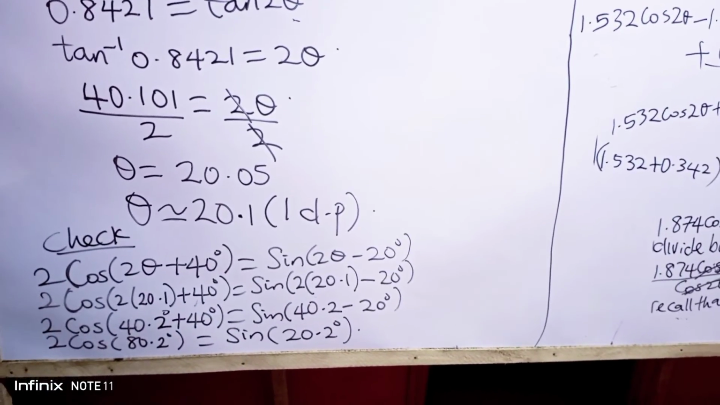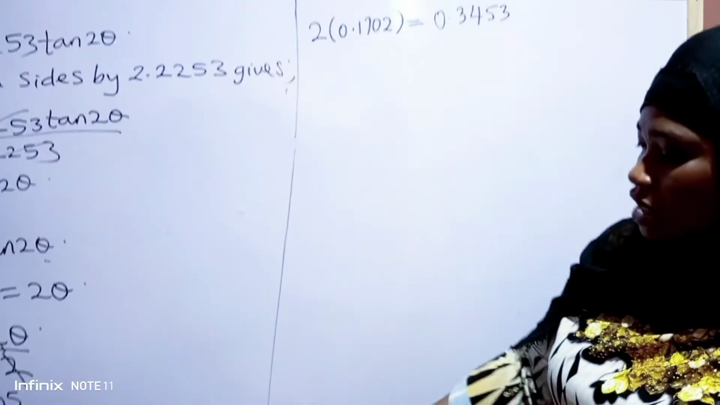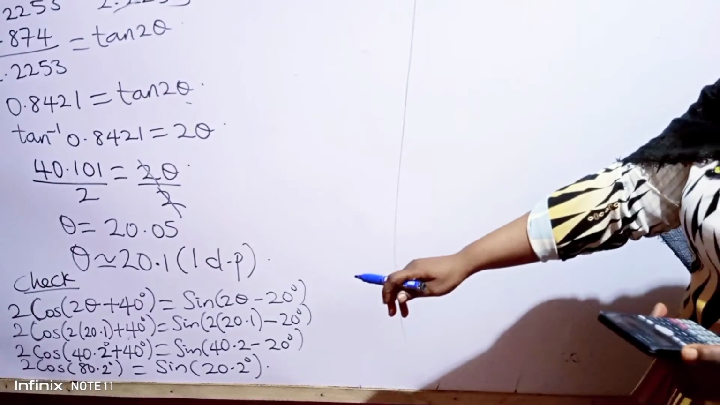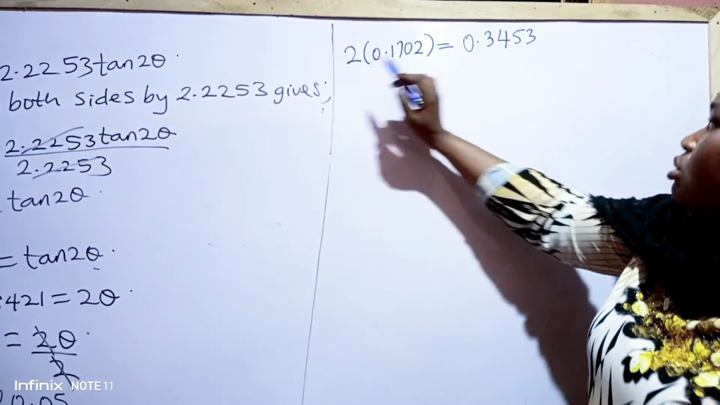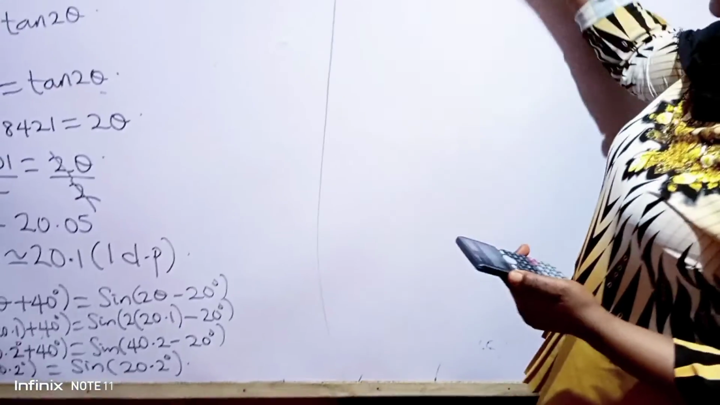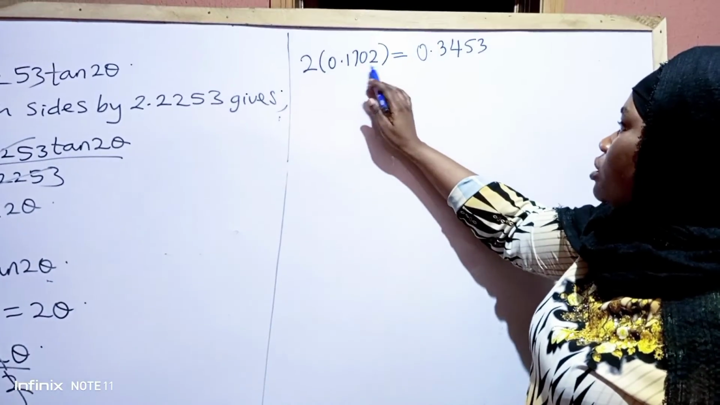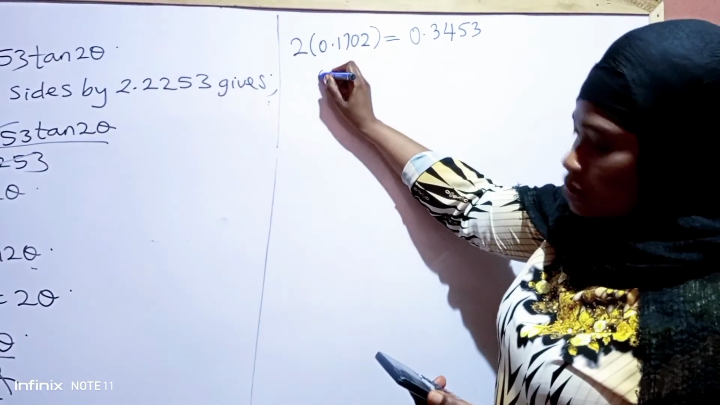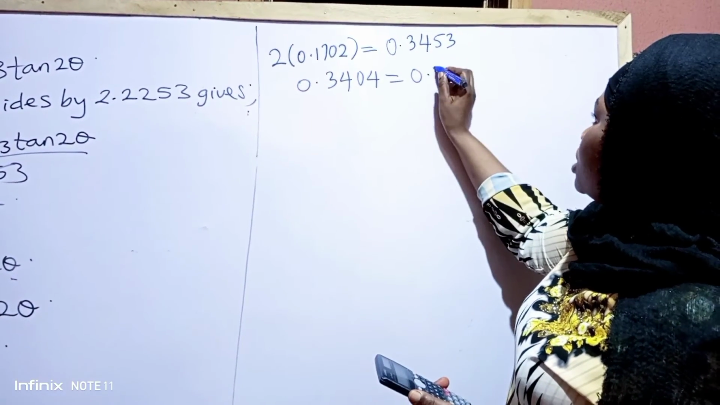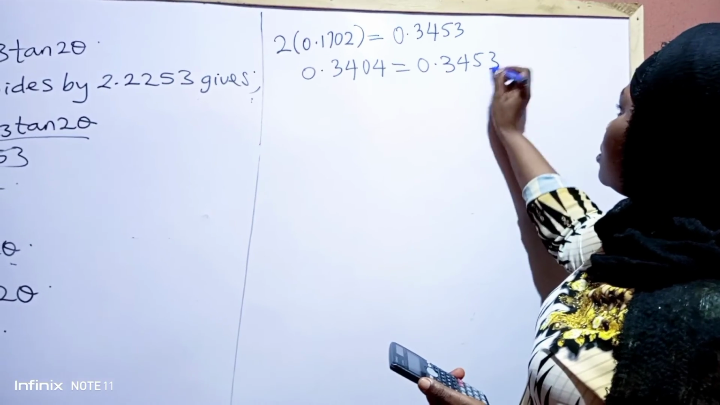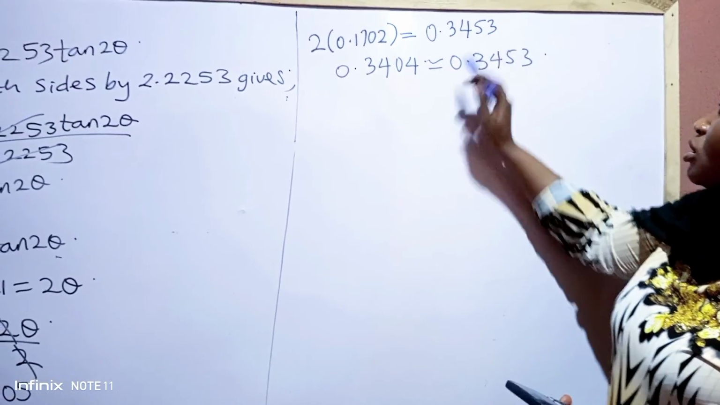Then press the calculator. Cos 80.2 degrees gives me 0.1702, then we multiply it by 2. Then sine 20.2 gives me 0.3453. So 2 multiplied by 0.1702 gives me 0.3402. If I equate it together, it's almost the same thing.